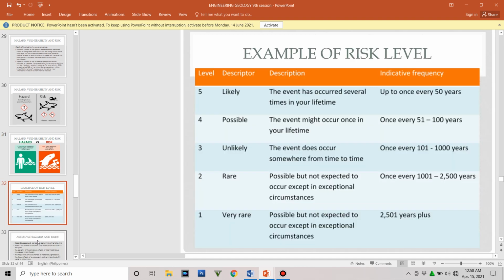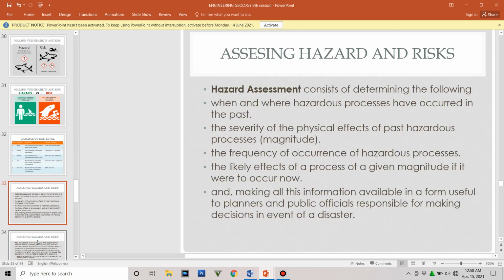Here is an example of the level of risk. So, kapag 5, that is likely to occur. Pag 4, possibly to occur, unlikely to occur. If we have 3, 2, we have rare, and number 1 is very rare. Okay, this is just an example of risk level.